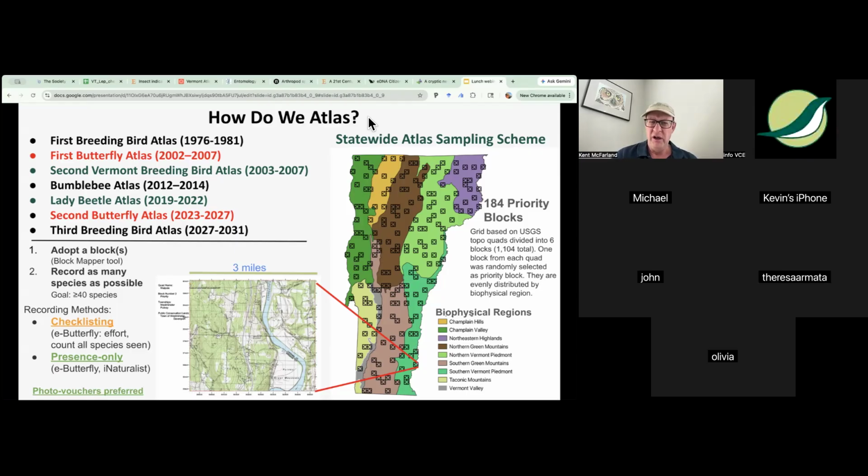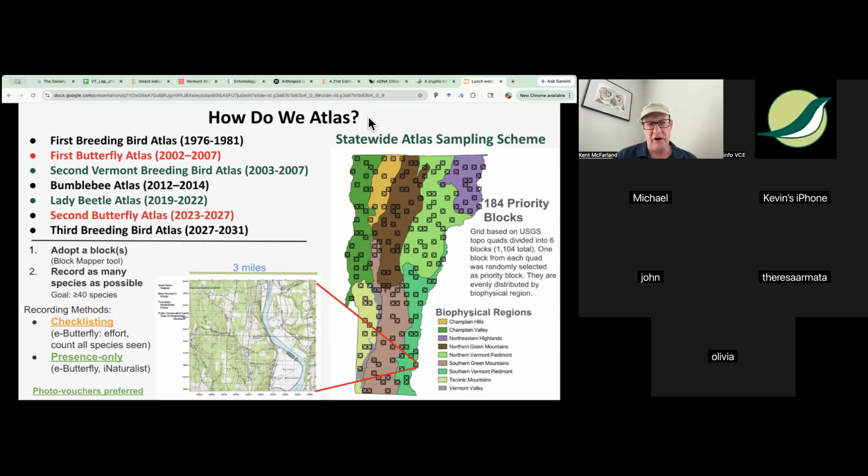So whether you're adopting a block and checklisting and using eButterfly, where you're timing yourself, recording how far you've walked and counting every butterfly you've seen and putting it on a checklist, or whether you're just using presence only and maybe putting it in iNaturalist, like, hey, I saw this butterfly on my walk with the dog or something, it's all good. We want all that kind of data for butterflies.